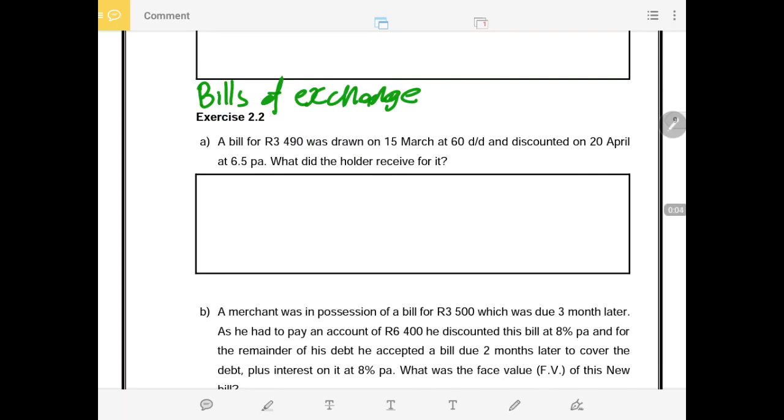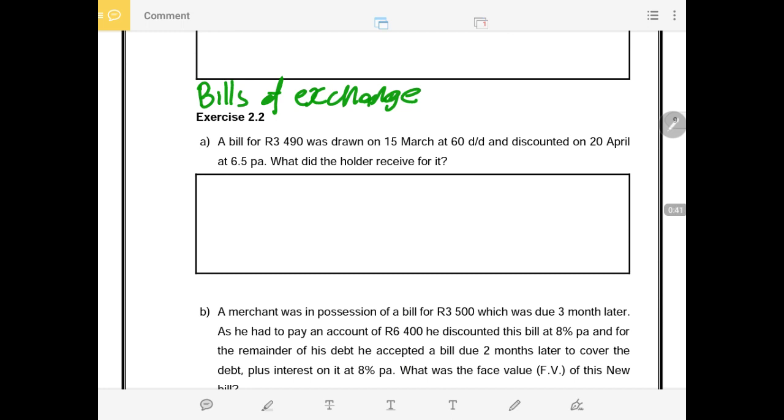Once again, we are continuing with the questions on bills of exchange, and now I will be doing exercise 2.2. The intention is to complete all these questions from A up to F, all the exercise on bills of exchange. The minute one can master these bills of exchange exercise questions under 2.2, definitely you will be mastering any question that can come out of bills of exchange.